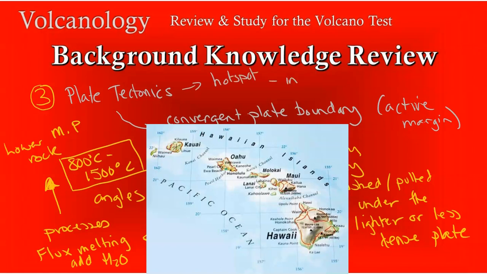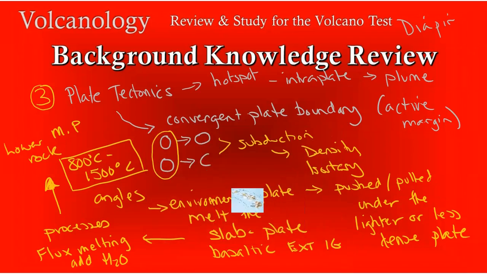So it's an intraplate volcanism where you have a plume of magma rising up, a diapir or a hotspot like in Hawaii or Yellowstone, and that would be decompression melting, and that would create the magma that is used in these volcanoes. So what is magma?